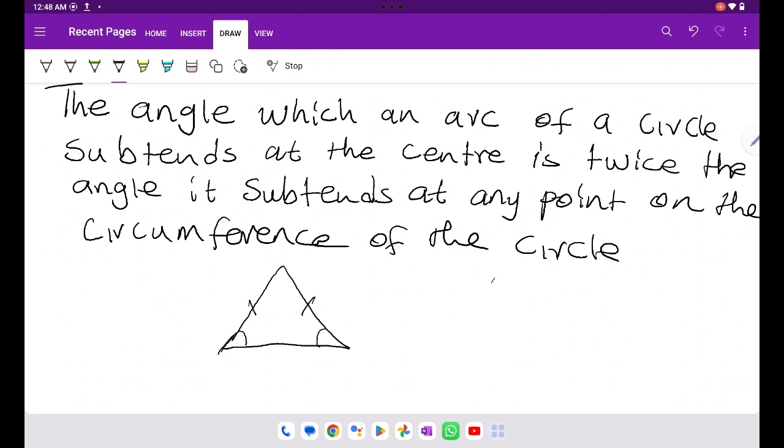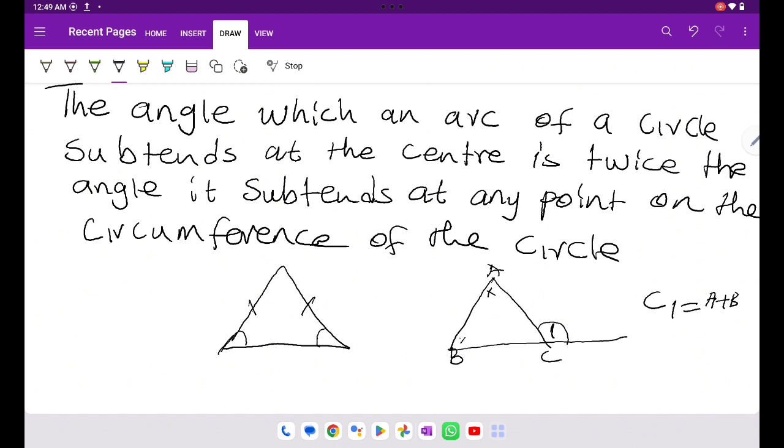And also we must remember that if a triangle has an exterior angle, let's say this is triangle ABC and we have exterior angle C1, then C1 equals angle A plus angle B. So an exterior angle of a triangle equals the sum of the two interior opposite angles. Okay, back to our theorem.